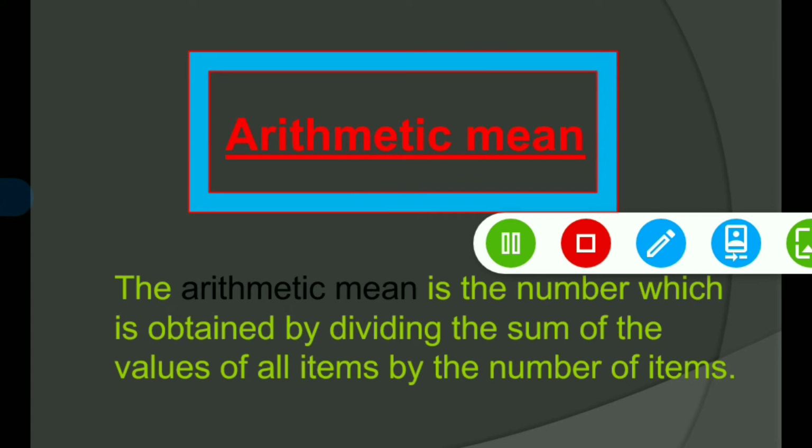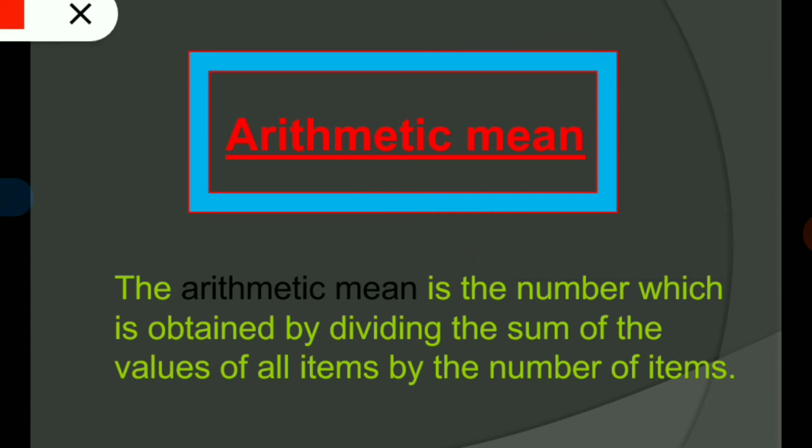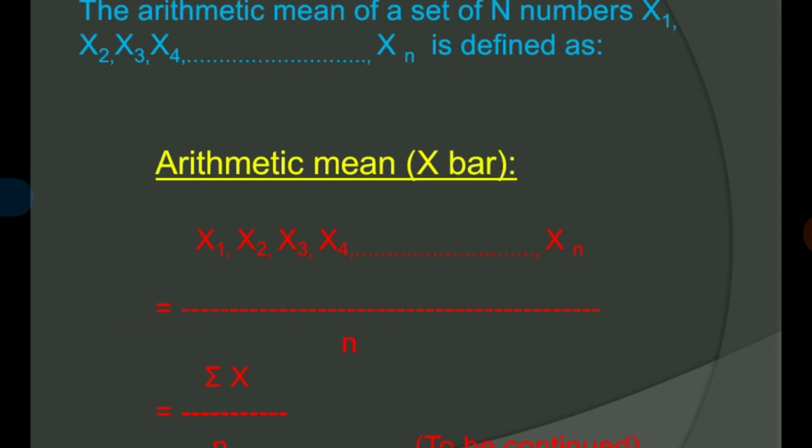Here is the definition of arithmetic mean. At first we have to know what we mean by an arithmetic mean. Arithmetic mean is the number which is obtained by dividing the sum of the values of all items by the number of items, which is one of the simplest methods of measures of central tendency. Now move on to the next slide, where we can see the formula of arithmetic mean.